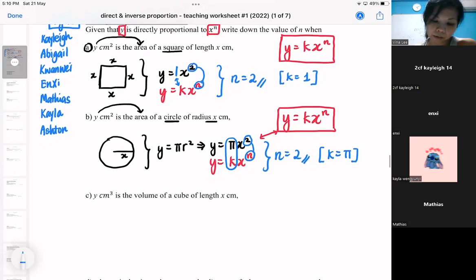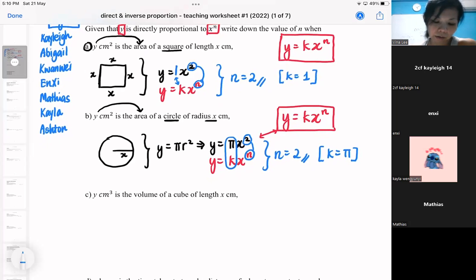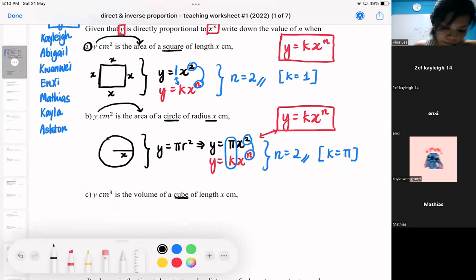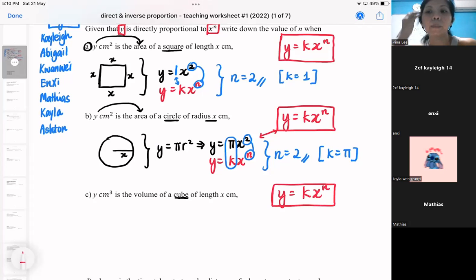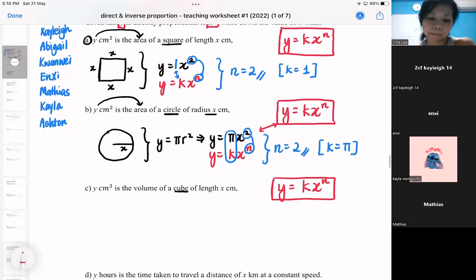Can I give you 1 minute? You can think about part C. If you want, you draw it up. Every question, I'm going to compare with my direct proportion.